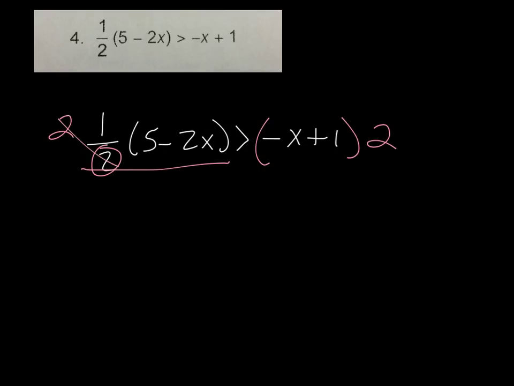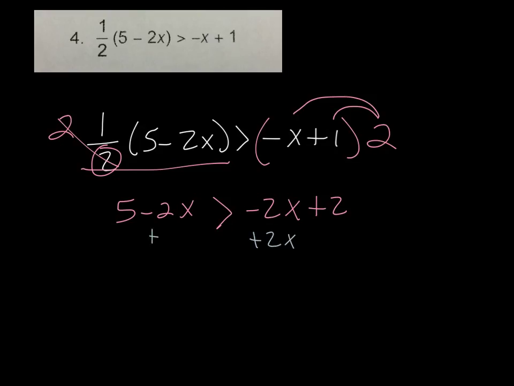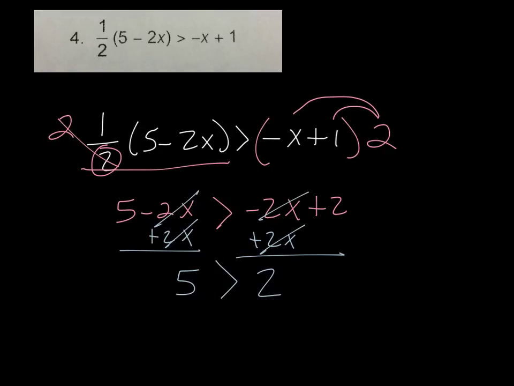The 2's cancel out. You're left with 5 minus 2x is greater than. In this side, you have to distribute the 2. Minus 2x plus 2. And as you notice, there are no more fractions. So that's one method in order to get rid of the fractions. And then simply, I'm going to add the 2x to both sides. When I eliminate these, I bring down the 5, greater than, the 2x's are gone, bring down the 2. Now, I'm left with 5 is greater than 2.